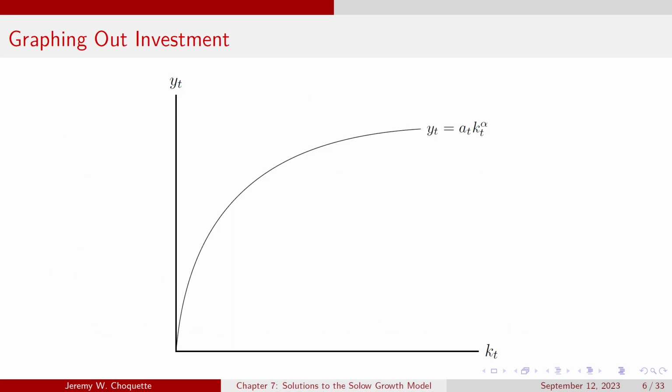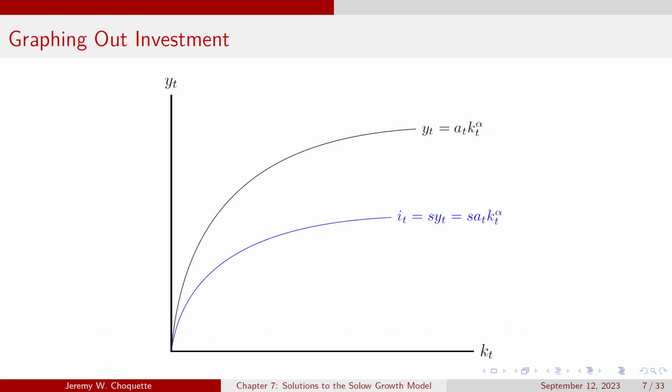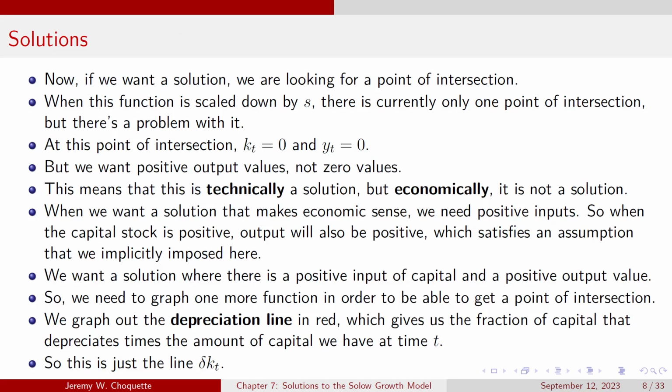So if I want to graph out investment, we've got output here. Investment is going to look just like output. It's just going to be scaled down. And in this case, it's also going to be blue instead of black. So all I'm doing is just scaling it down by some constant fraction, S.